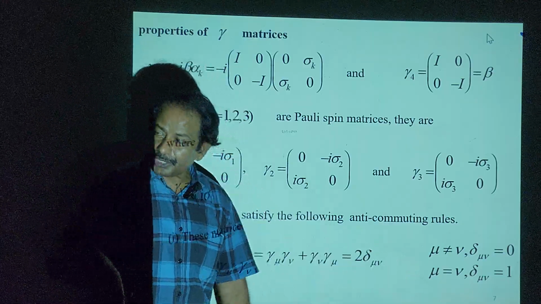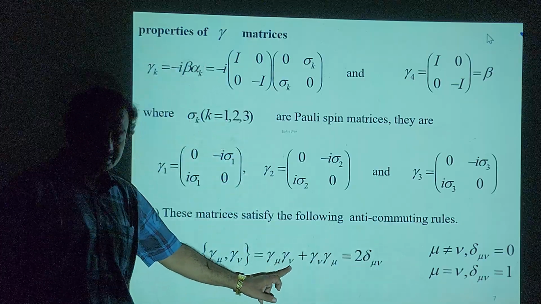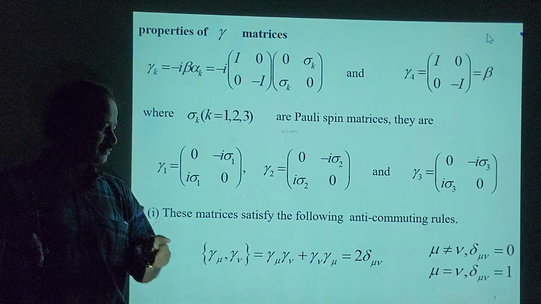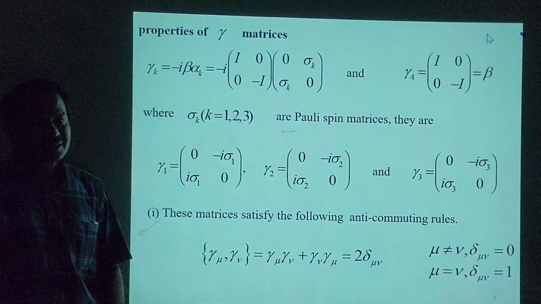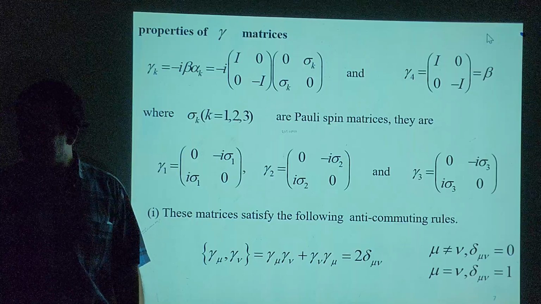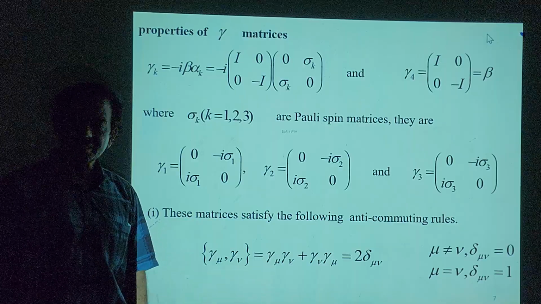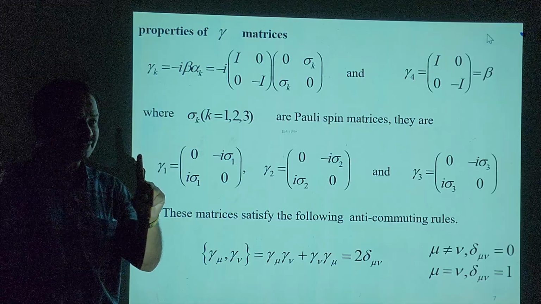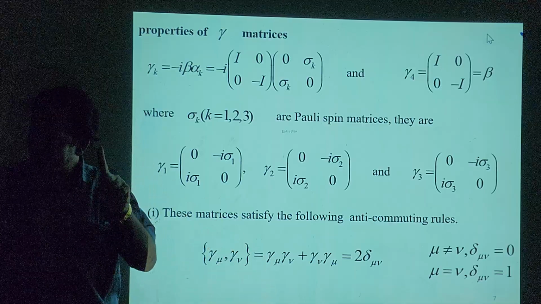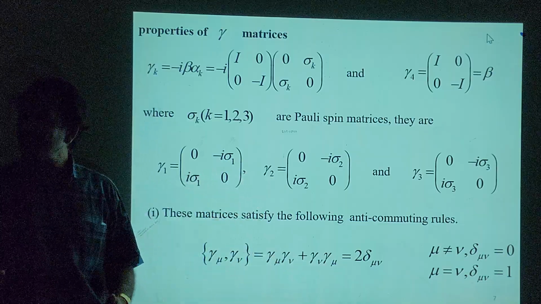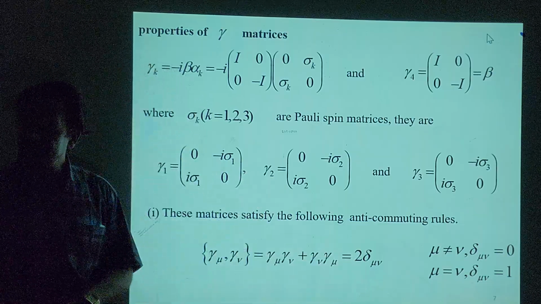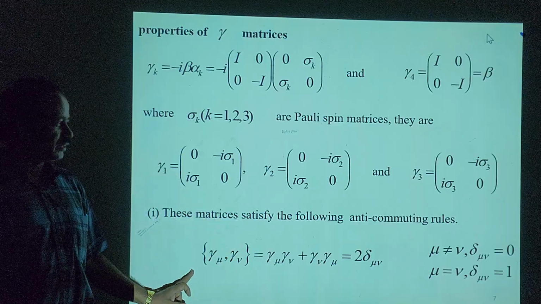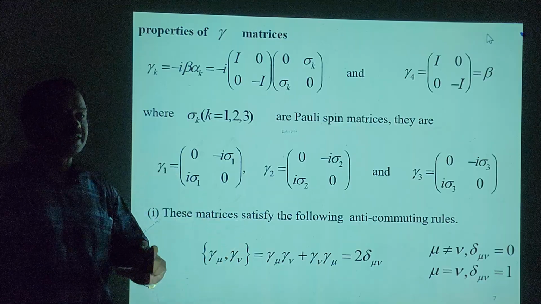Suppose mu equals nu, then this becomes gamma mu squared plus gamma nu squared. Gamma mu squared will be 1, gamma nu squared also will be 1. 1 plus 1 is 2. So when they are equal, the answer is 2. Very important, one more question. So they will follow only anti-commuting rules.